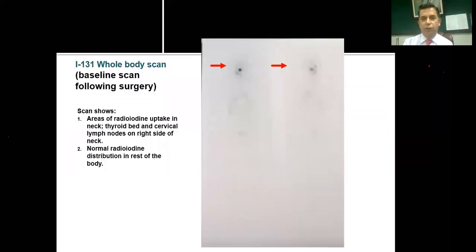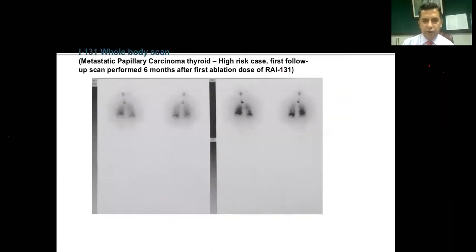To many of you, these spots may not make much sense, but you should take it like this: from here the head starts, these are the shoulders, and this is the whole body of the patient. Here you can see a focal area of increased radiotracer uptake, then a small area of increased tracer uptake over here, and a focal area over here. This is the anterior image, and this is the posterior image. So this shows a focal area of tumor, and these are some lymph nodes which are concentrating the radioactive iodine, so they can be treated later on with radioactive iodine.